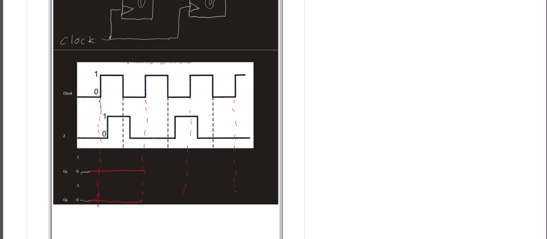When I get to the next positive edge, I still have Q1. I still have Z as 0, so I'll have no change here, and I'll have no change here.